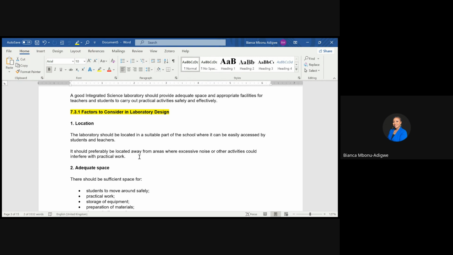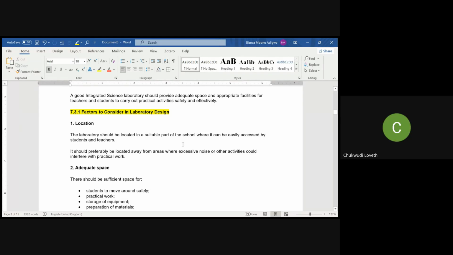I have 2 Messis here. So, Messi, what does a lab design mean? Tell me what you understood by it. Anyone?